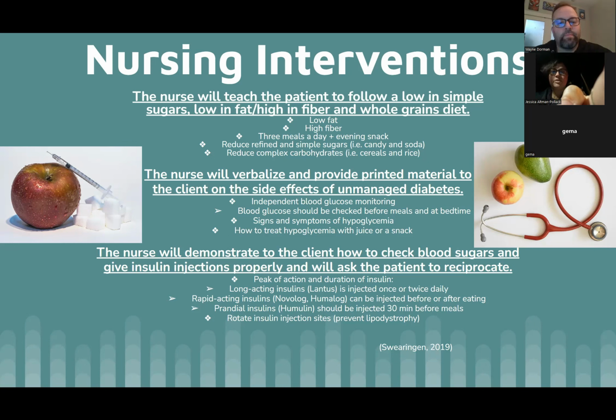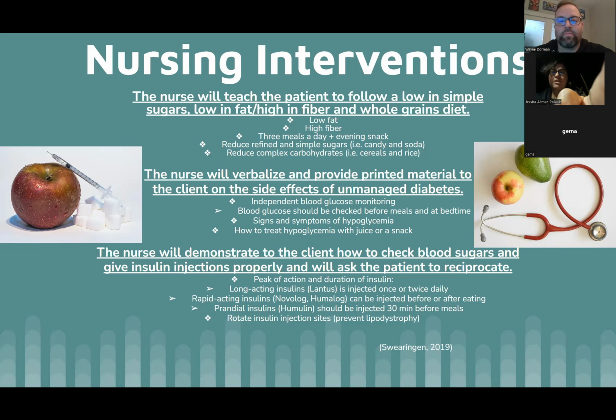The next is the nurse will verbalize and provide printed material to the client on the side effects of unmanaged diabetes. And so here you would want to teach the client how to independently monitor their blood glucose. The blood glucose should be checked before meals and at bedtime. Signs and symptoms of hypoglycemia, and also how to treat hypoglycemia with juice or a snack. And the nurse will demonstrate to the client how to check blood sugars and give insulin injections properly, and will ask the patient to reciprocate.